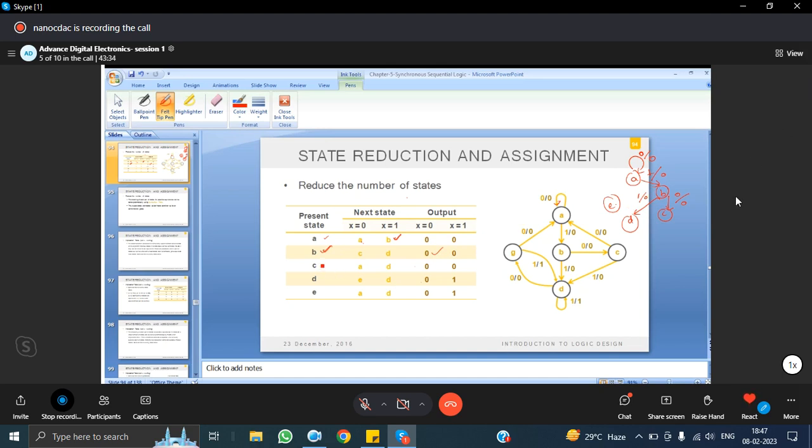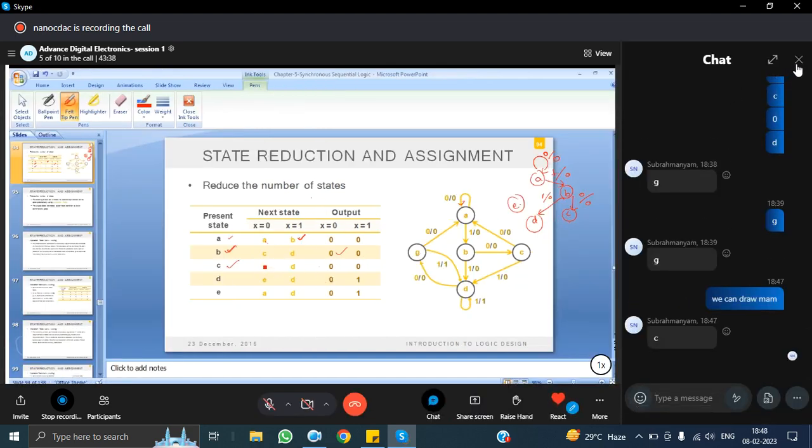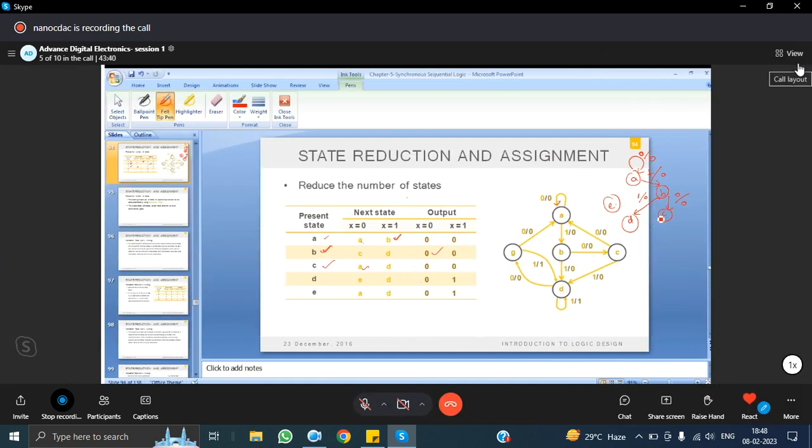Okay. After that, now the present state is C. If x is equal to 0, it will go to A. Don't cross the lines one over another like this, draw it smartly. So the next state is A when x is equal to 0. So the output will be equal to 0.